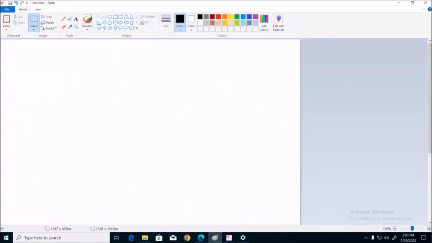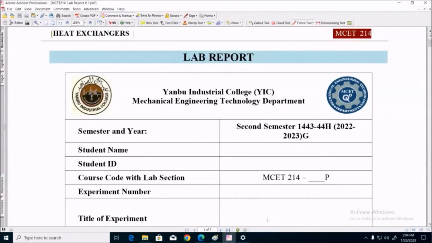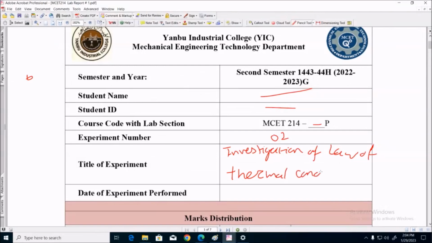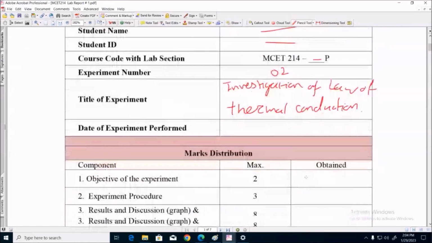The blank report and the lab manual are uploaded on the Blackboard. First, write your name, student ID, course code, your section, experiment number 02, and the title of the experiment: Investigation of law of thermal conduction. So this is the title of the experiment.